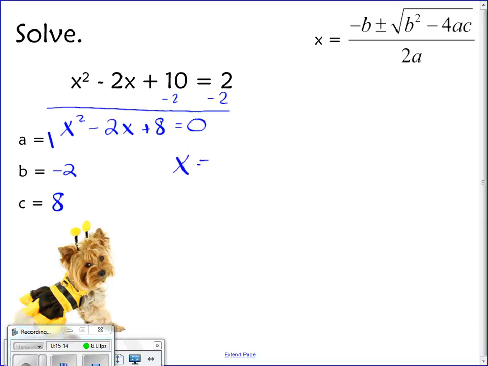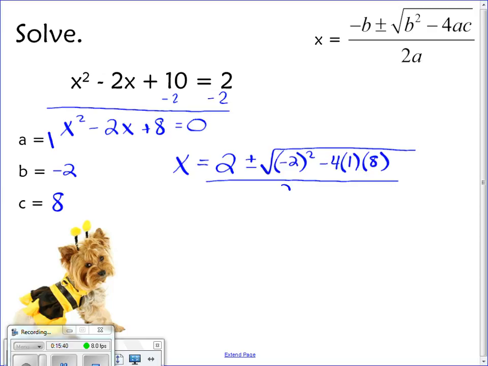Okay, here we go. So x equals negative b. Yes, a negative b in this case, since it's already negative, is going to make that a positive 2 plus or minus square root. Make sure that's a long enough radical so everything's underneath it. B squared, again, please put those numbers in parentheses, minus 4 times a, which is 1, times c, which is 8, all over 2 times a. Okay, plug your numbers in. Make sure they're in parentheses.